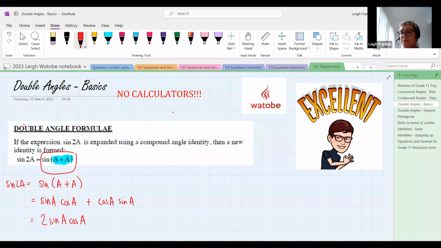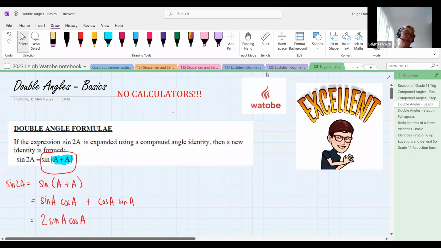Everybody happy with that? Thumbs up, thumbs down? Okay with that one? And that's very easy. So whenever we see sine 2A, we're going to expand it and write it as 2 sine A cos A. There are no other alternatives for that. That's all there is to it.